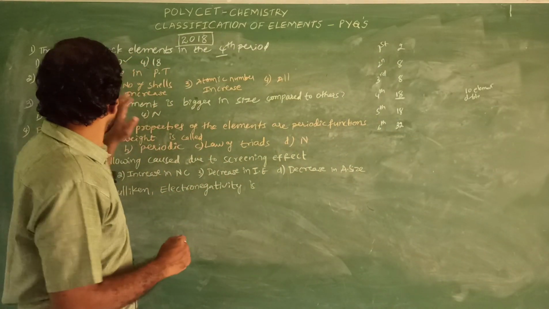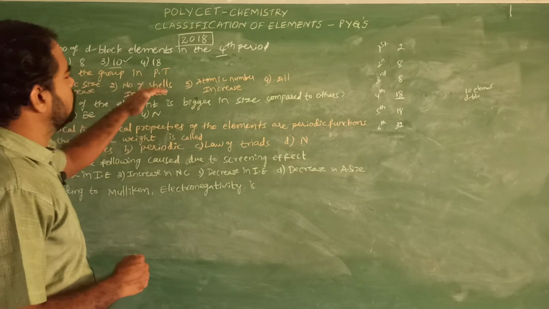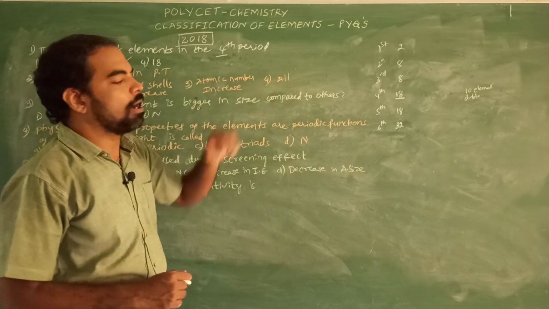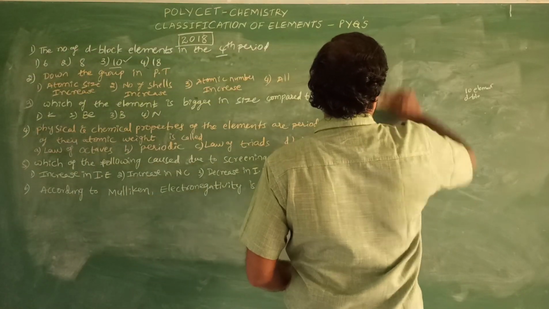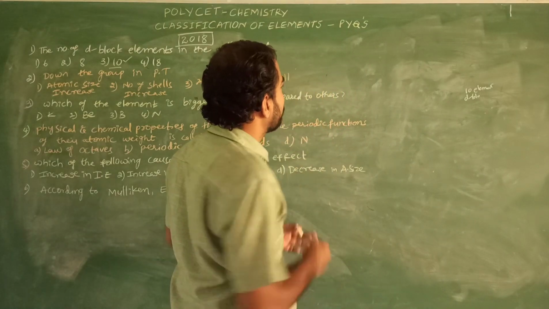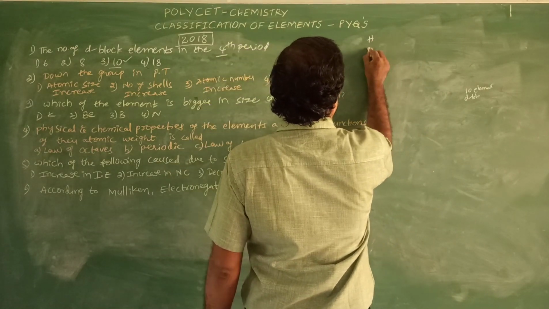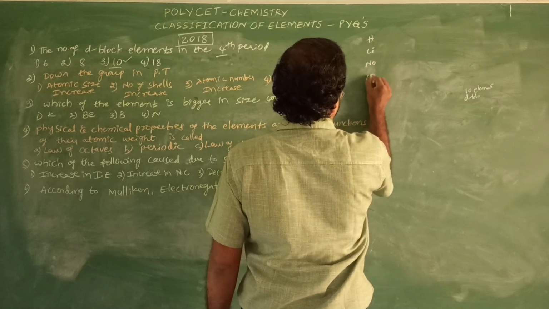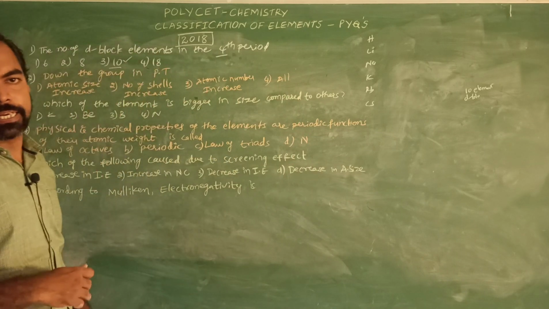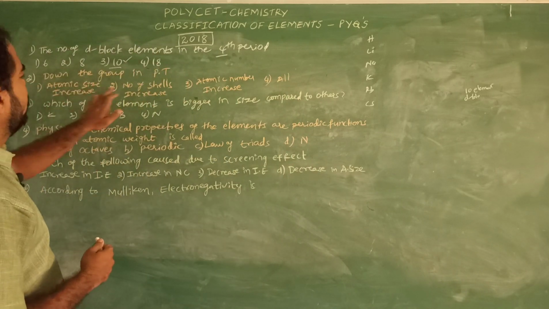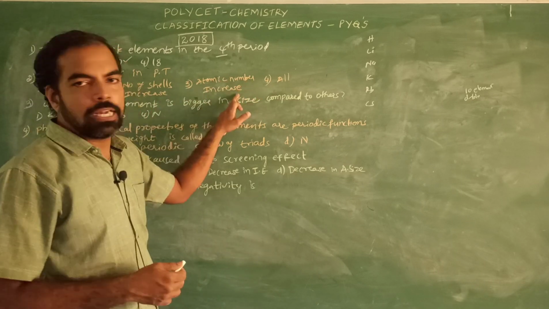Next, down the group in the periodic table, atomic size increase, number of shells increase, atomic number increase, all. Students, let us see what happens down the group. Lithium, sodium, potassium, rubidium and cesium. Down the group atomic size increases, okay, right? Next, number of shells also increases and the atomic number also increases.